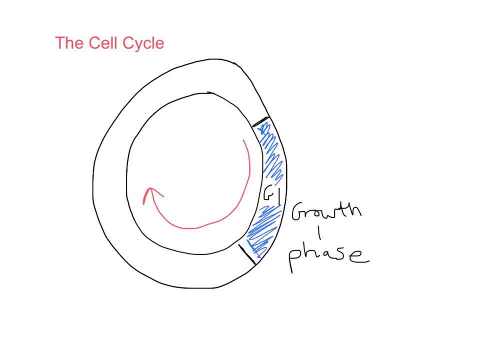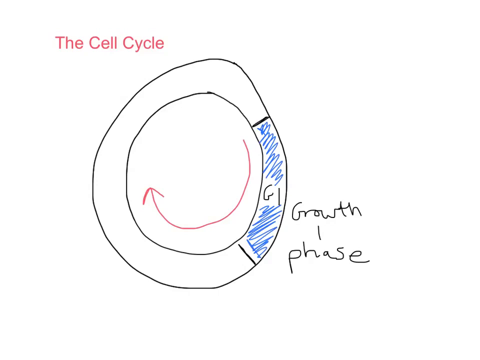Now in that first growth phase, the cell is going to make all of the organelles. It has to synthesize all of the organelles, so the mitochondria, the lysosomes, ribosomes, endoplasmic reticula, all of the different organelles that make up the cell, all the components, all of the proteins required. That's what happens in this first growth phase.